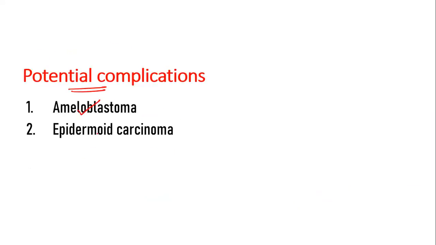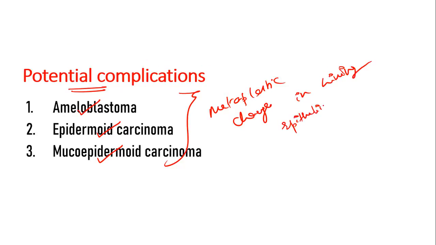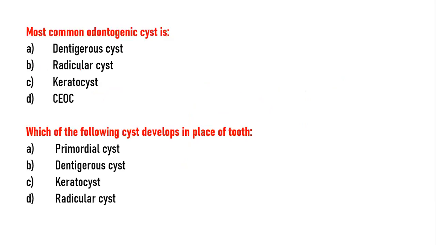However, there are potential complications, which are ameloblastoma, epidermoid carcinoma, and mucoepidermoid carcinoma. So these arise because of the metaplastic changes in the lining epithelium. Okay, for example, the squamous metaplasia causes epidermoid carcinoma, and mucous metaplasia might cause mucoepidermoid carcinoma. So these are the potential complications.